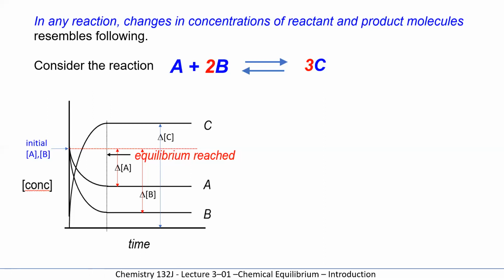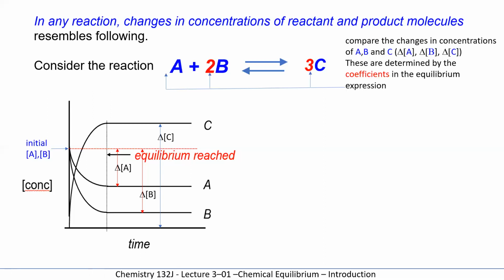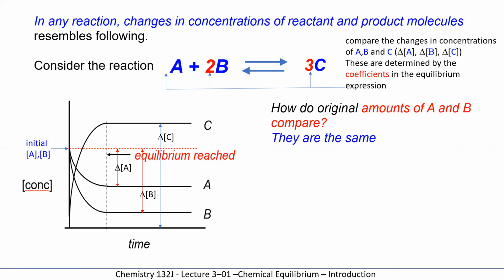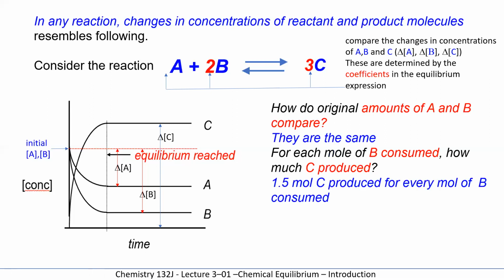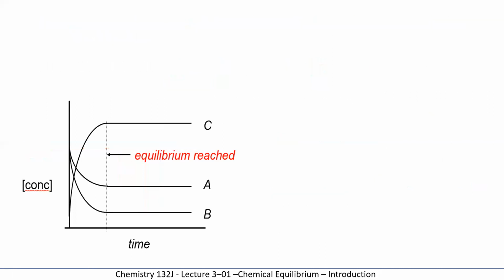So again, you can see the amount of C has changed by 3 times as much as the quantity of A that has decreased. So again, that comes from those coefficients in the balanced equation. And basically now, for each mole of B consumed, you're going to produce 1.5 moles of C. Now, is there a limiting reagent? No, nothing ran out. It's because it's a dynamic equilibrium, reactants forming products, products forming reactants at the same rate when equilibrium is reached.